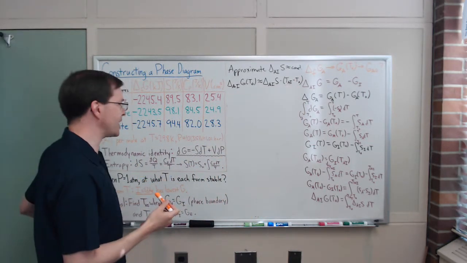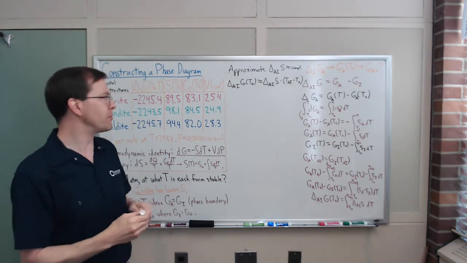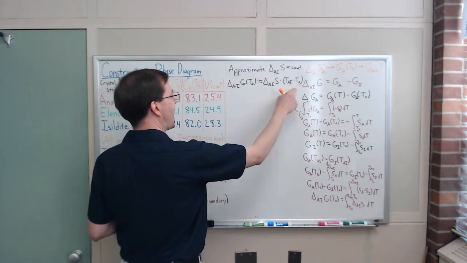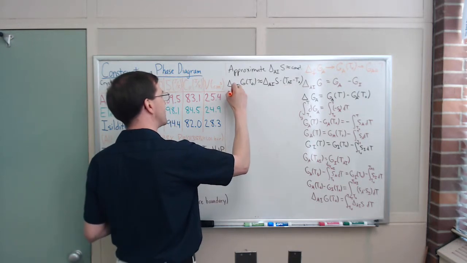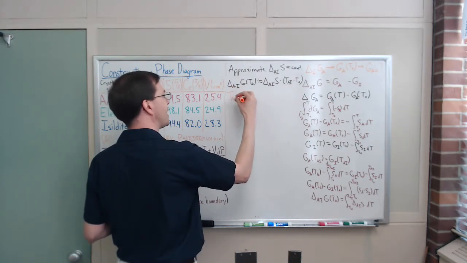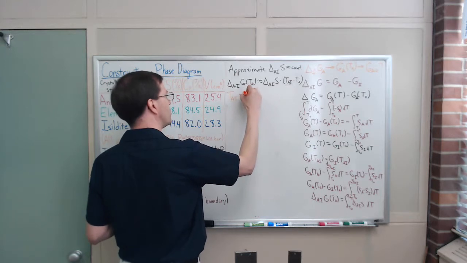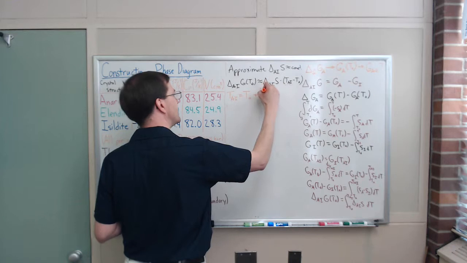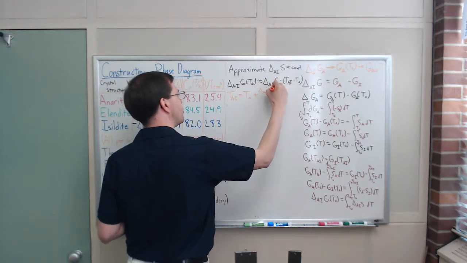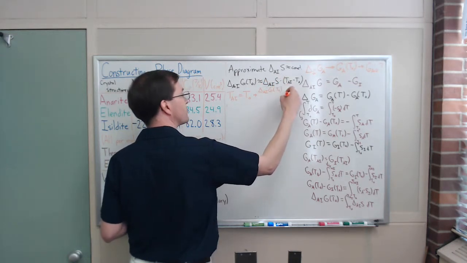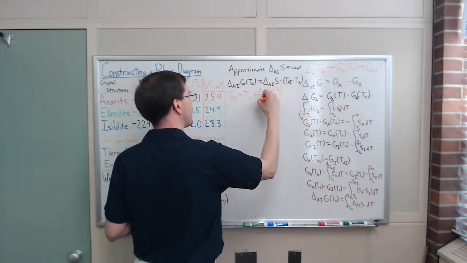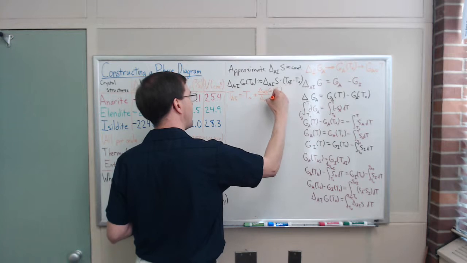I can just do that at this point. I can just solve for temperature. I'll divide by this and then add T naught. I'll find that T AI, that phase boundary, is equal to T naught plus delta AI of G at T naught. That's my reference temperature, my reference difference here, divided by delta AI of S.